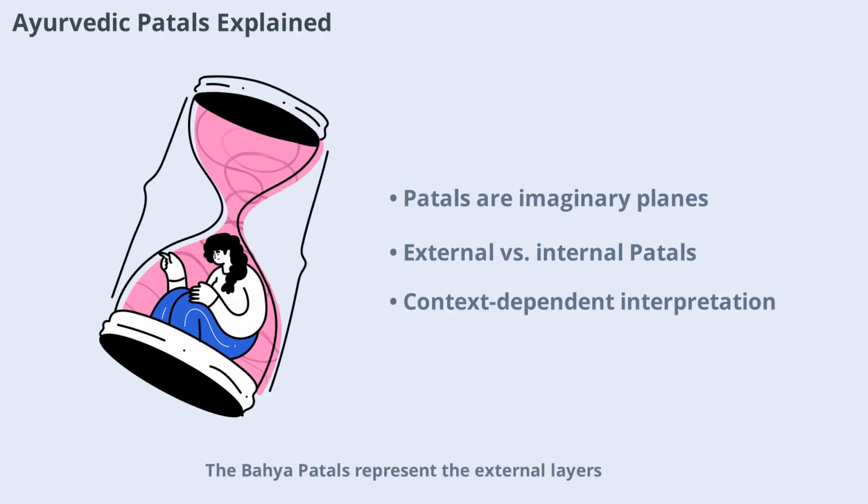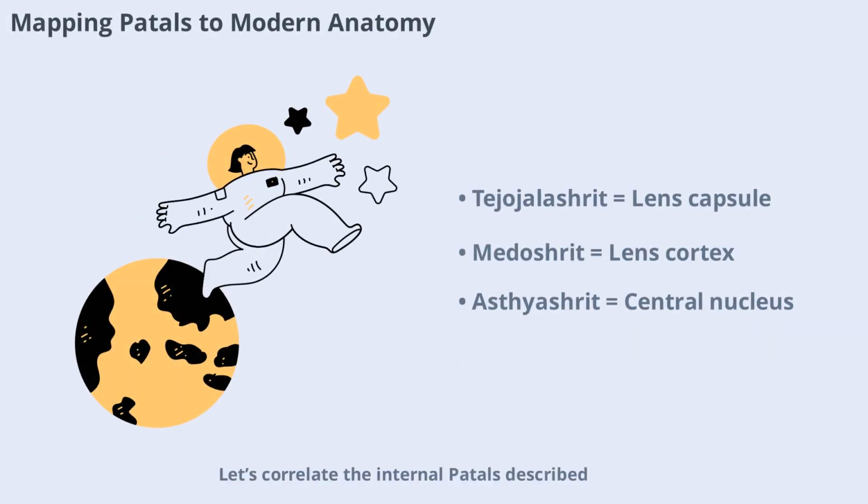The Bahya Patals represent the external layers, such as the upper and lower eyelids, while the Abhyantar Patals describe internal planes, each with unique clinical significance. This flexible approach allows for nuanced interpretation of symptoms and disease stages, setting the foundation for meaningful comparison with modern anatomical divisions. Let's correlate the internal Patals described in Ayurveda with modern anatomical structures.